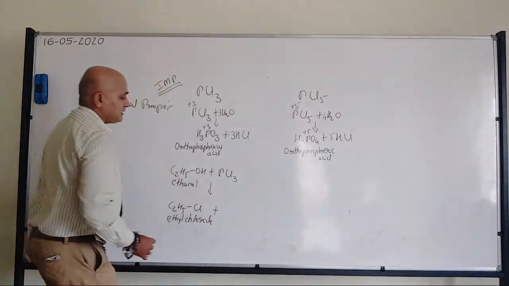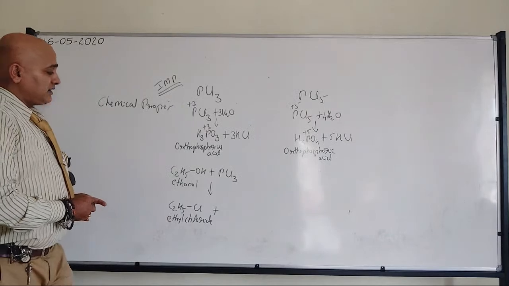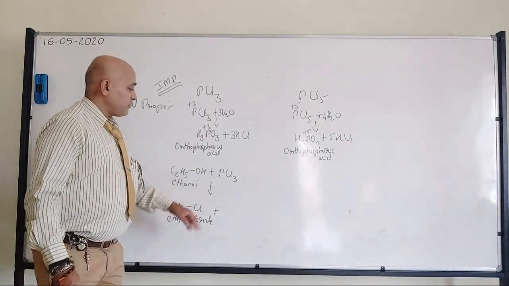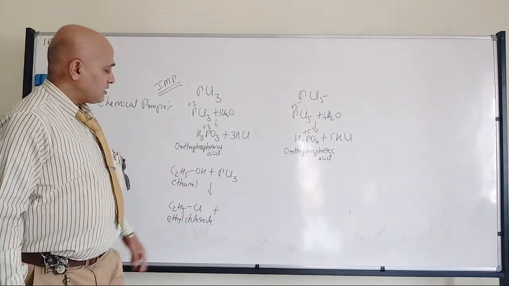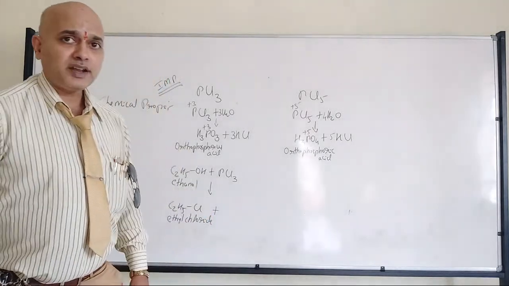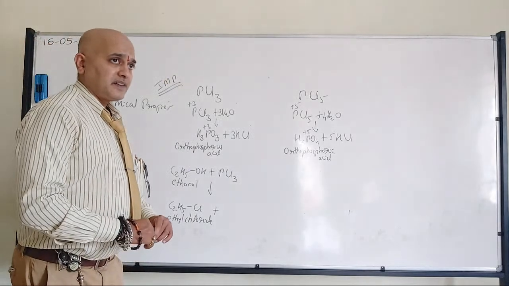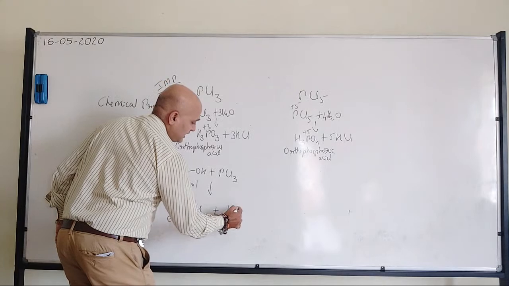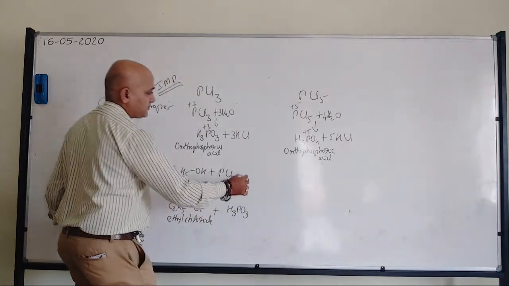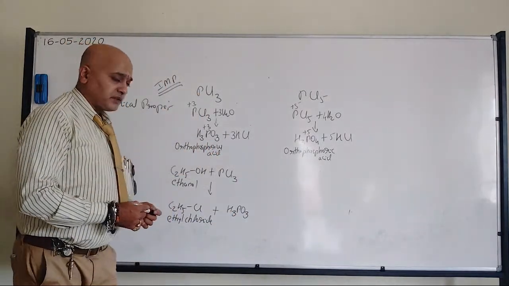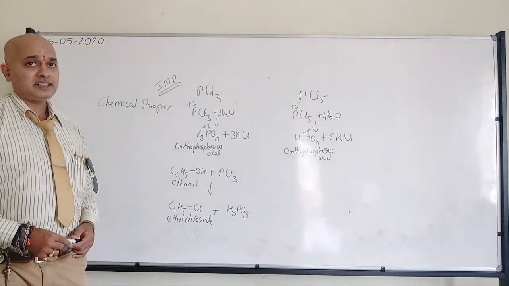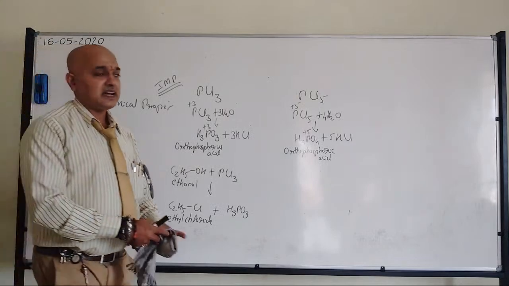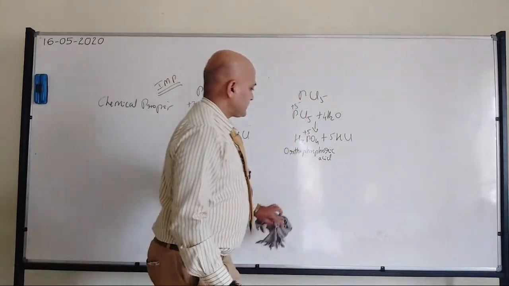Okay. Now, can anyone tell me what will be the other product? Because still we have to get phosphorus, still we have to get oxygen on the product side. So therefore, it will be H3PO3, that is orthophosphorus acid. Okay.